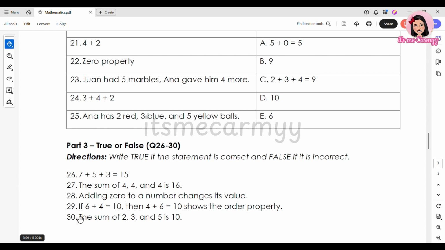29. If 6 plus 4 is equal to 10, then 4 plus 6 is equal to 10, shows the order property. 5, 4, 3, 2, 1. The correct answer is true. 30. The sum of 2, 3, and 5 is 10. 5, 4, 3, 2, 1. The correct answer is true.